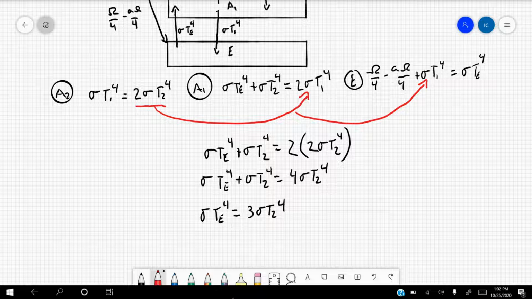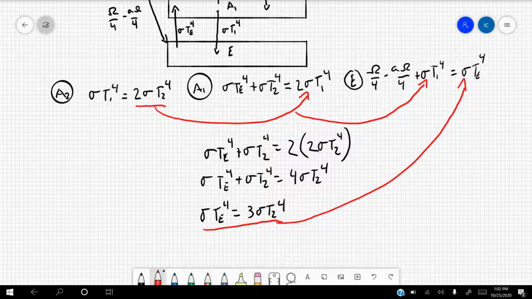This is great because now we have an expression that we could use to substitute in for terms containing the Earth temperature. Actually, you'll see that we can express our third equation for the Earth stock purely in terms of T2 because we can substitute 3 sigma T2 to the fourth for sigma Te to the fourth, and we can substitute 2 sigma T2 to the fourth for sigma T1 to the fourth. Let's go ahead and do this.